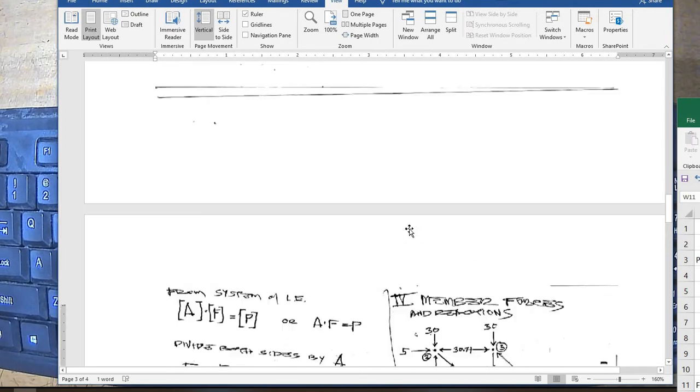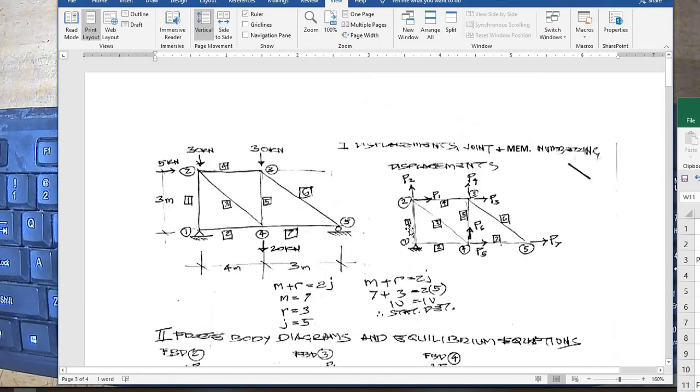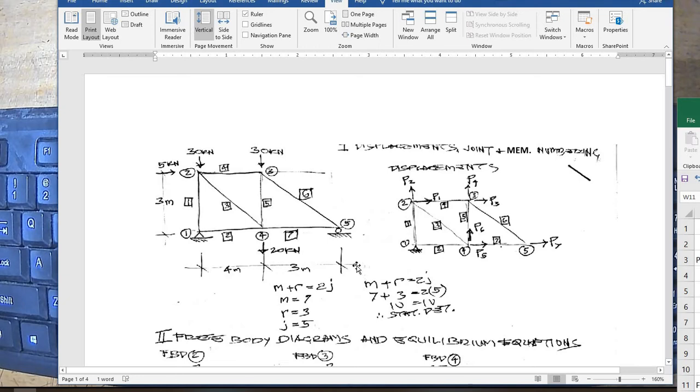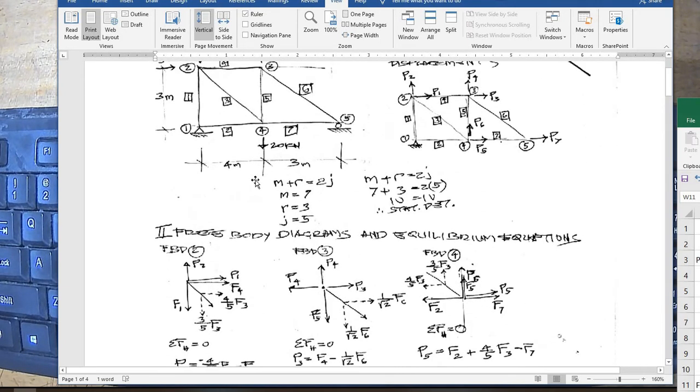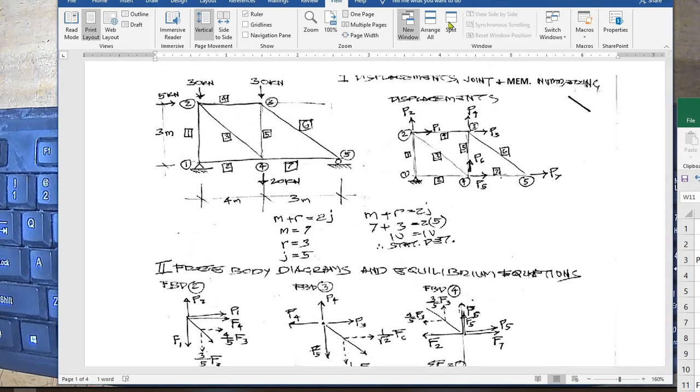Okay, going back to our figure, member 1 corresponds to F1. Member 2 corresponds to F2. Member 3 corresponds to F3. It's that simple. Member 6 corresponds to F6. Okay, so remember that. I will just split here.